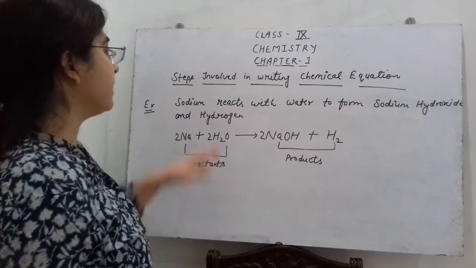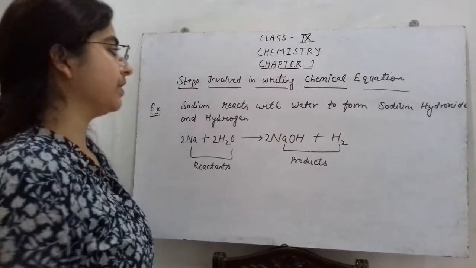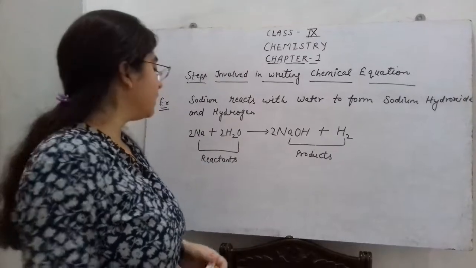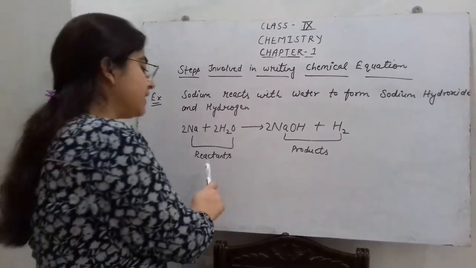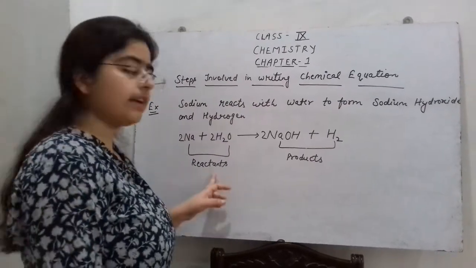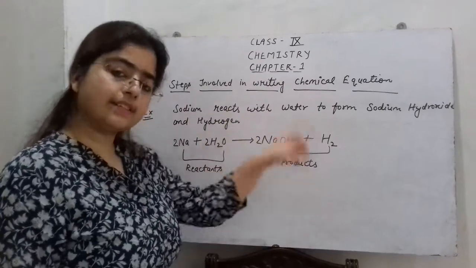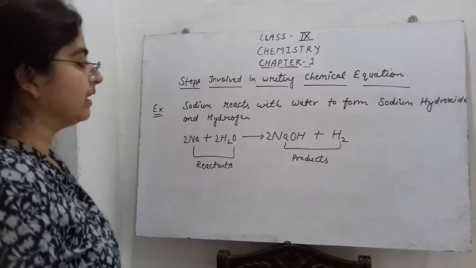So the next topic is the steps involved in writing the chemical equation. For discussing these steps, first of all we should know what reactants and products are. The substances which are involved in a reaction are called the reactants, whereas the substances which are formed as a result of the reaction are called the products.